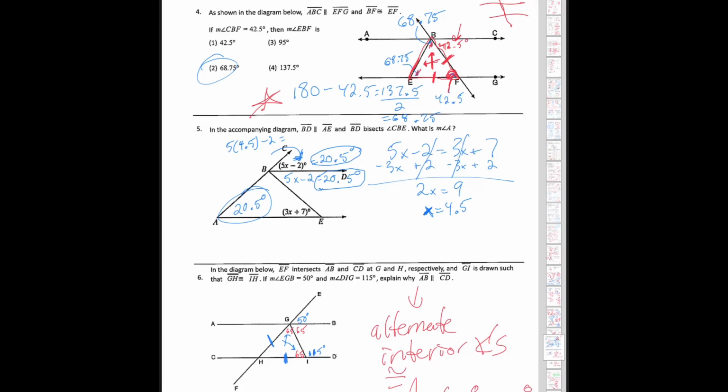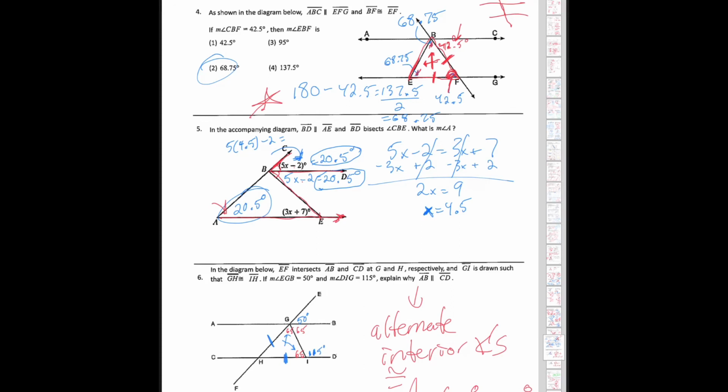Number 5, we have BD parallel to AE. So this line here and this line down here, AE and BD, bisect CBE. So CBE is this angle. So we know that these two angles are congruent. So if this angle is 5x minus 2, this angle is also 5x minus 2. We're looking for angle A here, so this angle below.